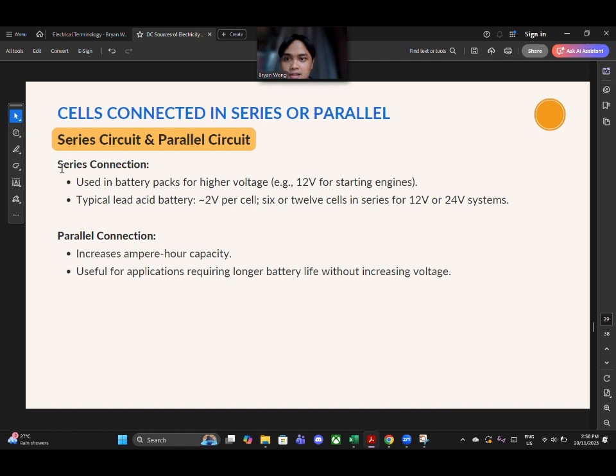Let me explain the series connection. A series connection is used in battery packs for higher voltage, for example 12 volts for starting engines. A typical lead acid battery has 2 volts per cell, with 6 or 12 cells in series for a 12 volt or 24 volt system. For the parallel connection, it increases the ampere-hour capacity. It is useful for applications requiring longer battery life without increasing voltage.